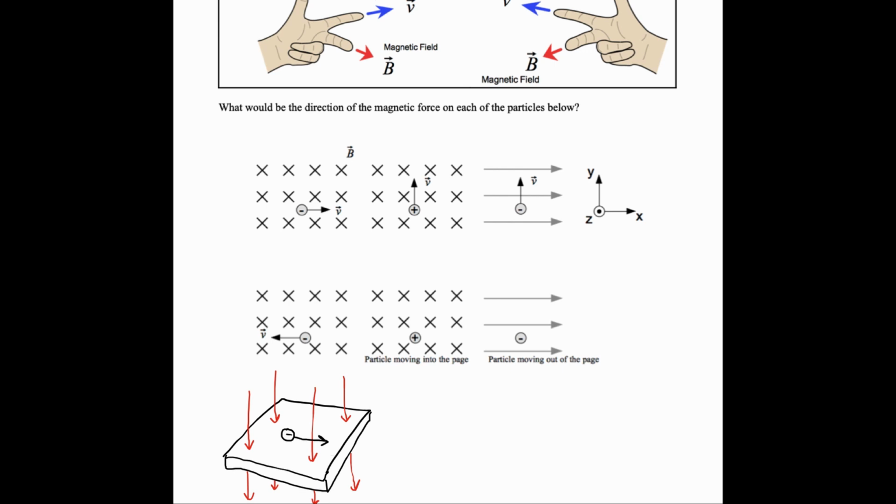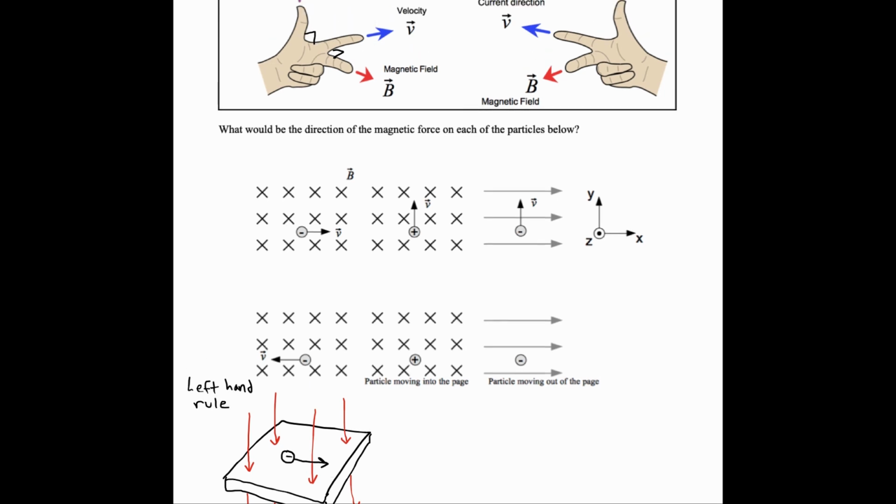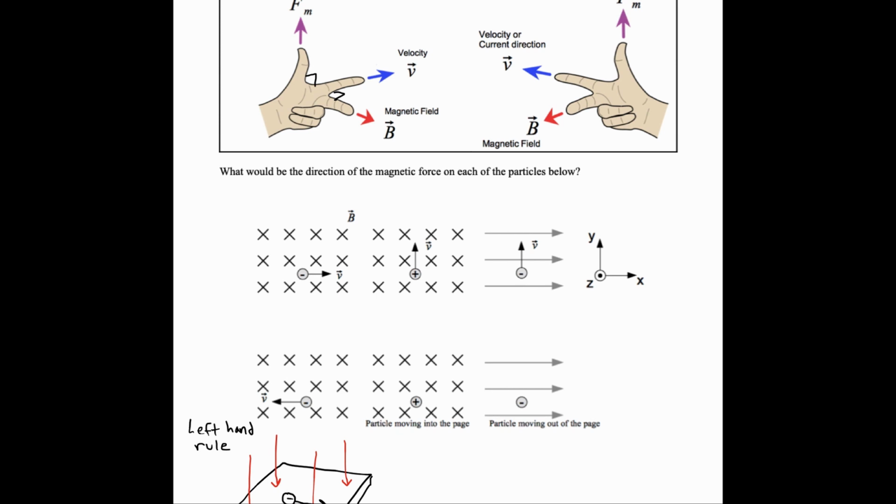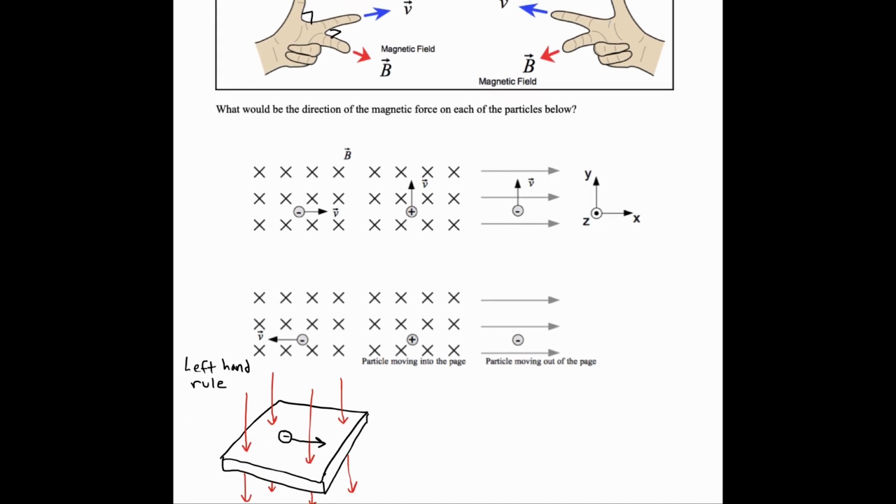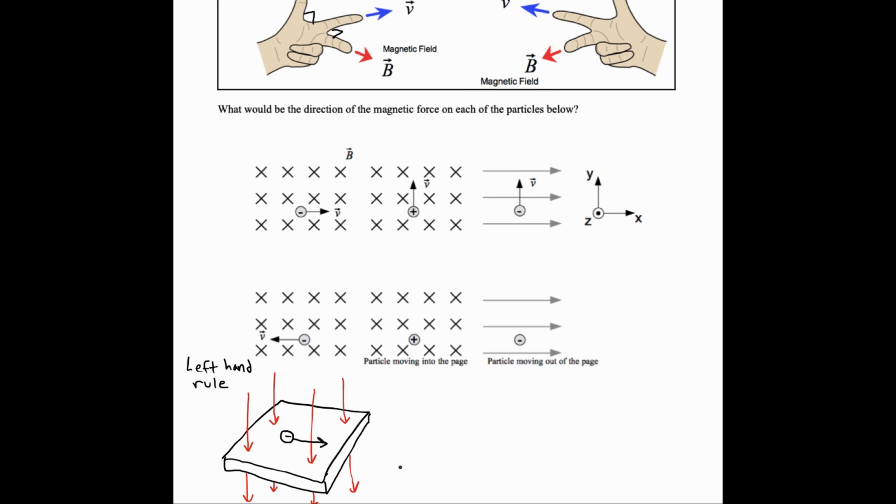Now since this is a negatively charged particle, I'm not going to use the right-hand rule. I'll use the left-hand rule. The left-hand rule works just like the right-hand rule. As you can see, you want to hold your pointer finger at 90 degrees to the middle finger, and you want to hold your thumb at 90 degrees to the pointer finger as well. But you have to rotate your hand so that the pointer finger points in the same direction that the particle is moving.